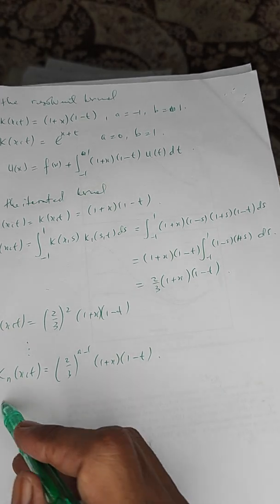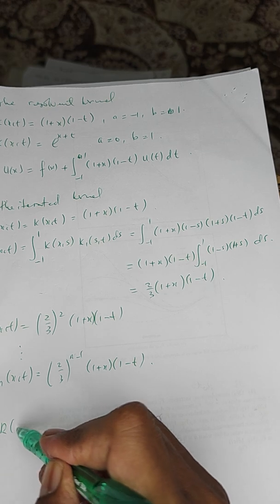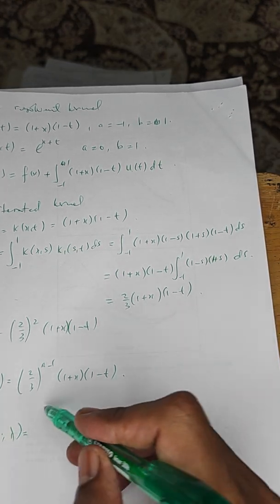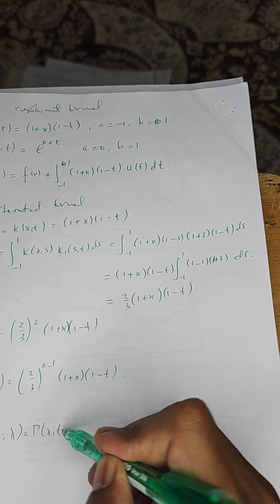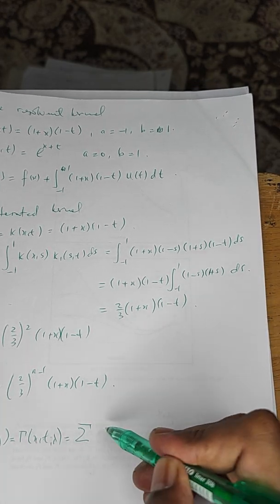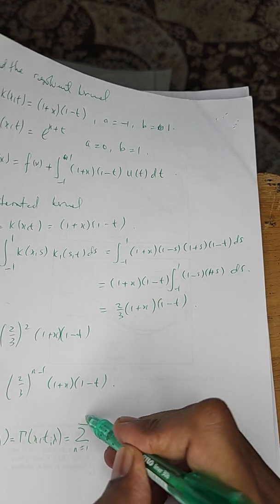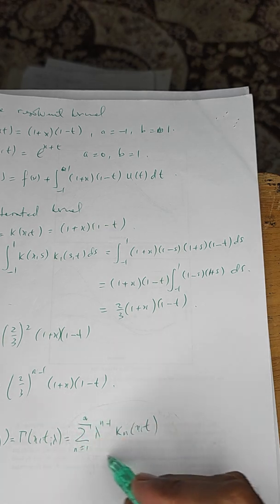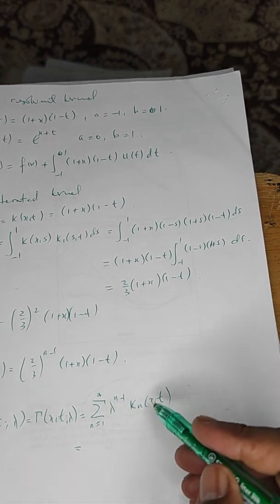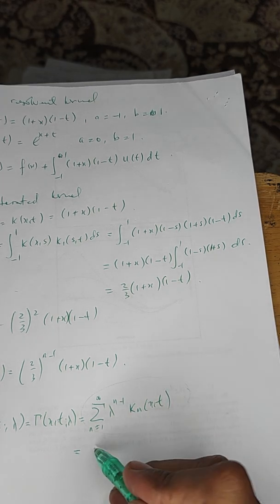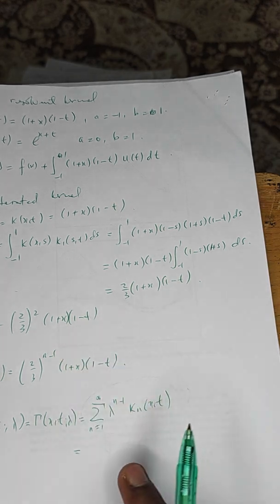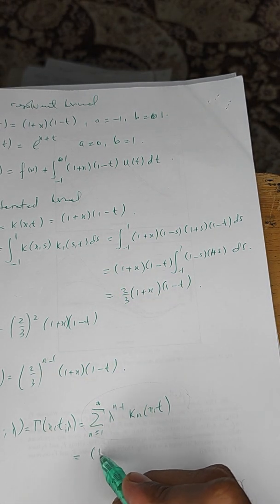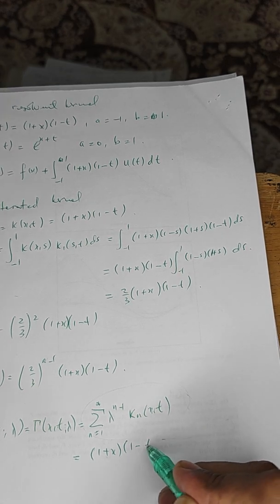So therefore we have the resolvent kernel given as R(x,t;λ). You can use r or you can use tau as well, just the same definition, different symbol. This is the summation of n from 1 to infinity of λ^(n−1) k_n(x,t). Yes, this is the definition of the resolvent kernel. Then this is equal to, so we have k_n is given as here, and then we have λ^(n−1). So we can put the λ^(n−1) there. So altogether you have (1 + x)(1 − t).